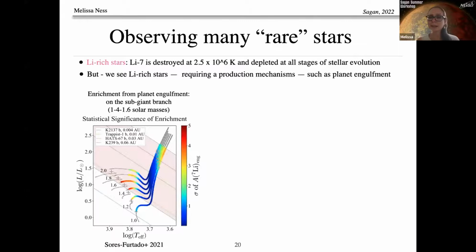Now, you don't expect to see planet engulfment equally everywhere. The most likely place to observe enrichment from planetary engulfment, due to the lifetime of where stars live and also how long the enrichment signature lasts, will be on the subgiant branch. This is shown in this simulation, looking at temperature versus luminosity of stars, using stellar isochrones. You're most likely to see planetary enrichment on the subgiant branch at around 1.4 to 1.6 solar masses.